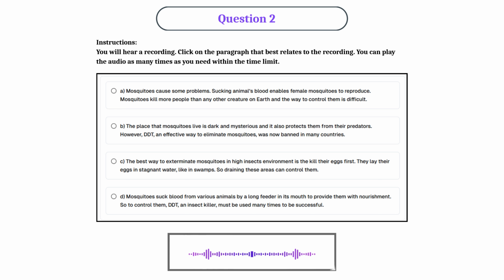It's highly effective, but it's banned in many countries. Some people claim that DDT harms certain animals. Still, in countries that use DDT, there are fewer deaths by diseases transmitted by mosquitoes.